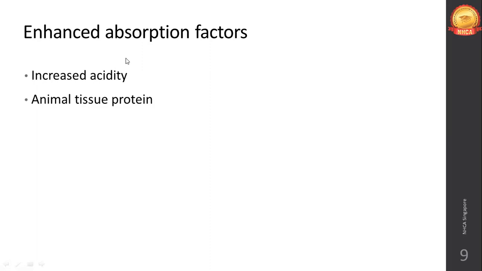Animal tissue protein: meat, poultry, fish. Milk is not a tissue protein. The presence of these foods in the meal can enhance the absorption of iron 2 to 4 fold. So animal tissue protein is something only non-vegetarians can have. Vegetarians do not have the option of any animal tissue protein. Other animal protein that vegetarians can have is through milk and curd, which is not animal tissue.